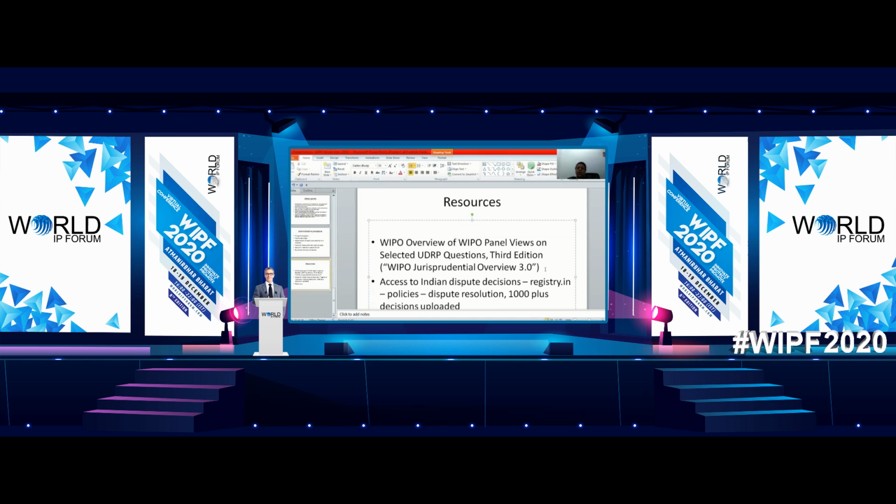For India, we can refer to the registry.in website. Under the dispute resolution category column, there are more than 1,000 awards which have been passed by the arbitrators which are uploaded, and that would give us an indication or a deeper understanding of how the policy has been interpreted by the panelists over a period of time.